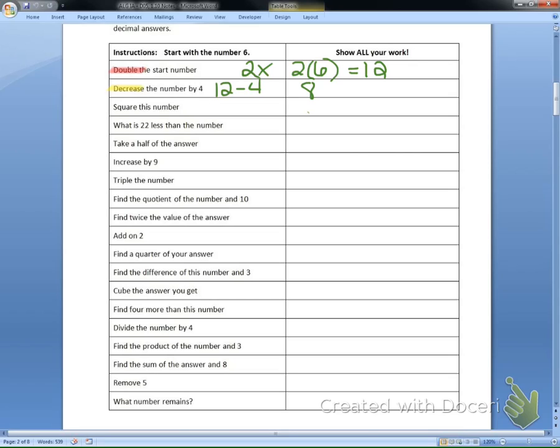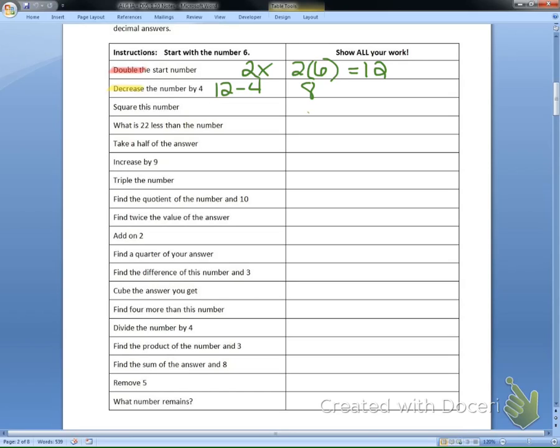I want you to go ahead and push pause on the video and see if you can get all the way down to the bottom and figure out the magic number. When you're ready and you think you know what it is, then push play. Or if you get stuck, push play. And let's see if you found the magic number with me.